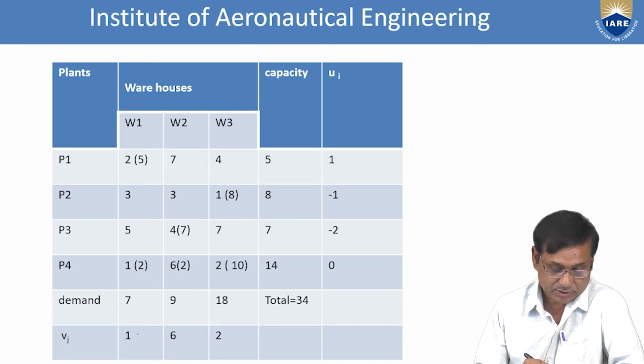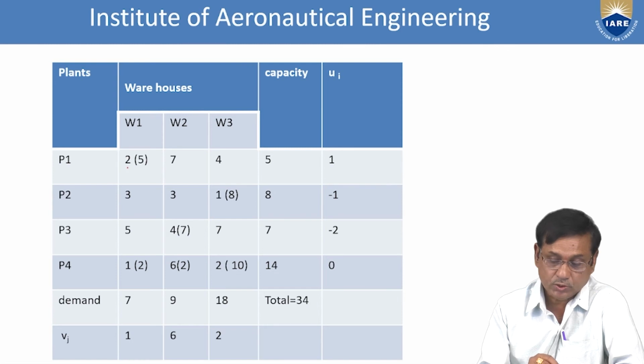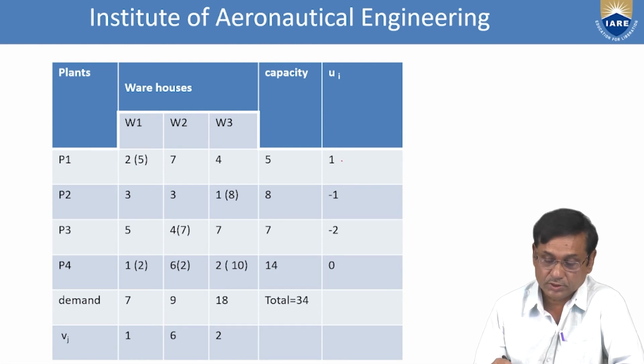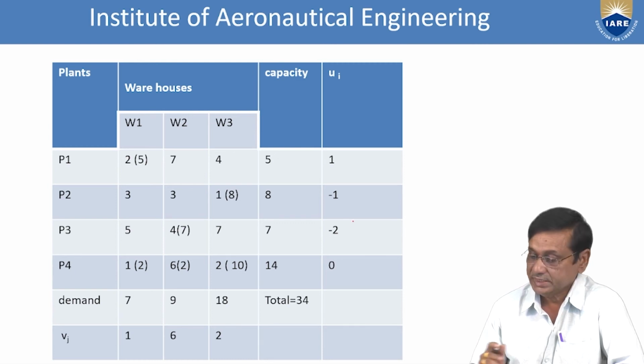So next Vj is equal to 1 and Cij is equal to 2, so that you can find out Ui is equal to 1 here. This is 1 and this is 2 and this is 1. Then you can find out this value is -1 and this value is -2. So now we found all Ui and Vj values.